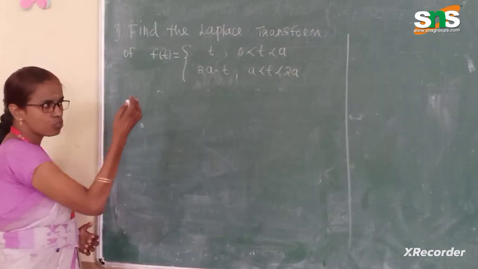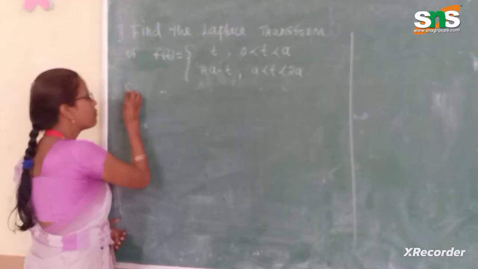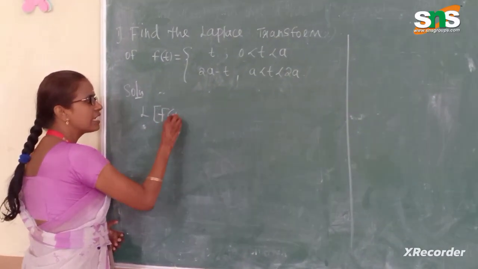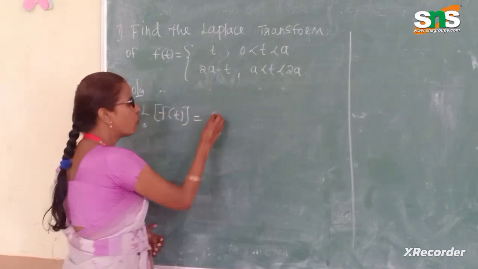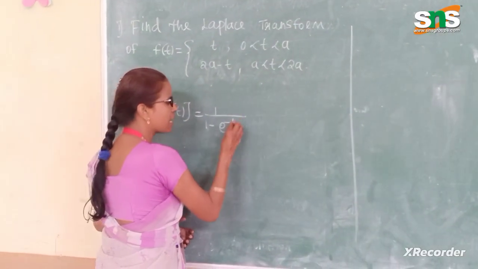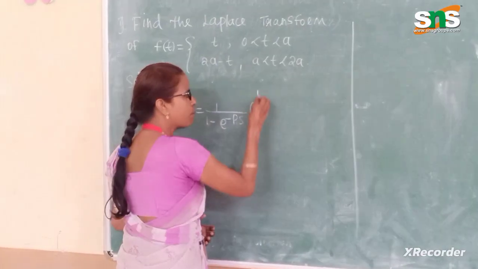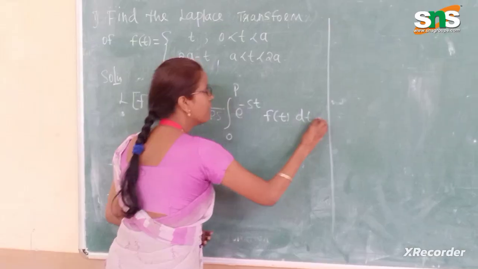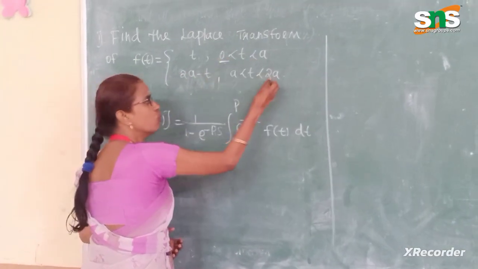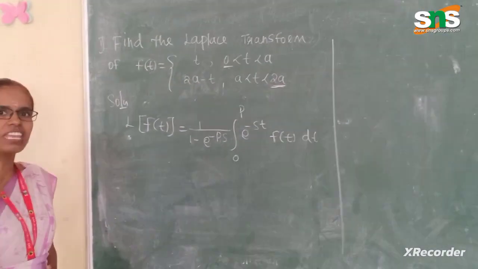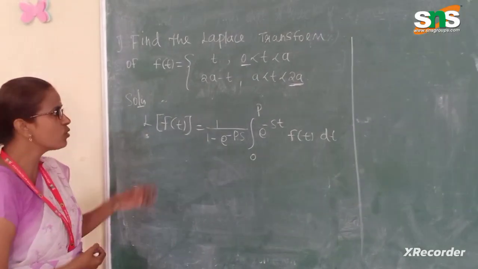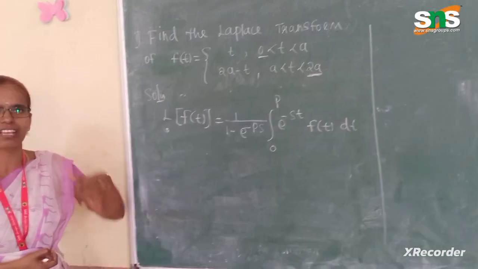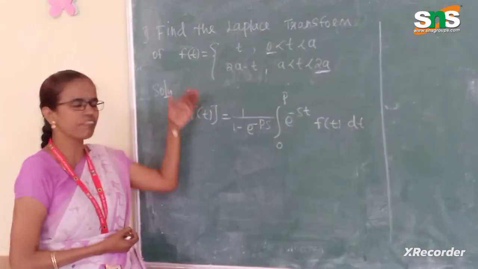For this topic we have one formula. The Laplace transform of f of t is equal to 1 by 1 minus e power minus ps, times the integral from 0 to p of e power minus st f of t dt. Here the interval is from 0 to 2a, so that is the period, which is given in the problem itself. Either you will have the interval like this, or you will have a separate periodic condition. Using this formula we need to find the Laplace transform.